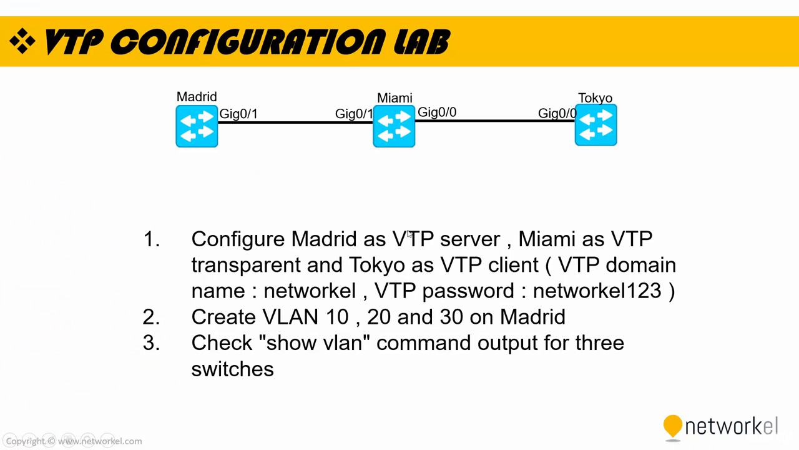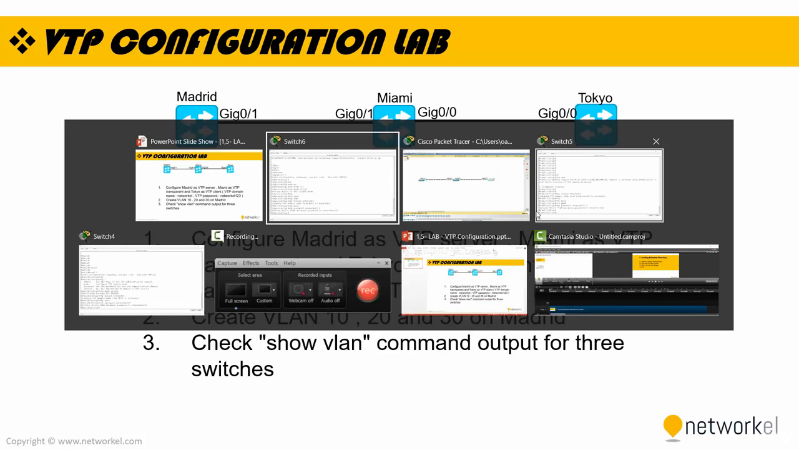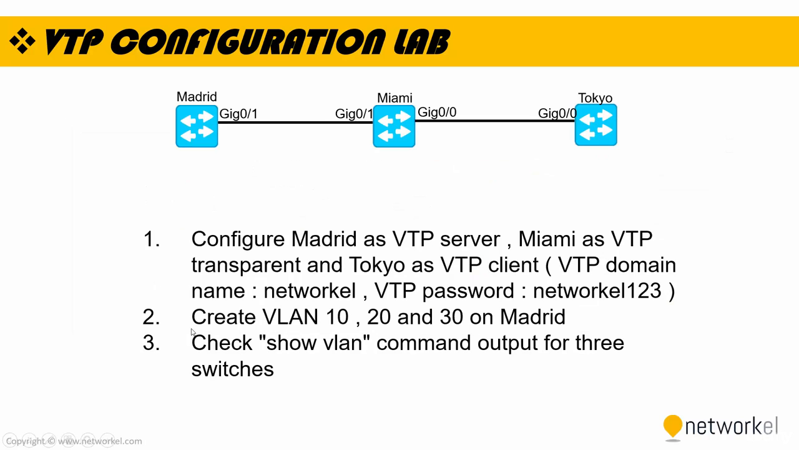Configure Madrid as server, Miami as transparent, and Tokyo as client. Okay, and I also gave the VTP domain name network EL and password network EL123, and that's cool. Let's look at the second step. Create VLAN 10, 20, and 30 on Madrid and check the show VLAN command output for the 3 switches.